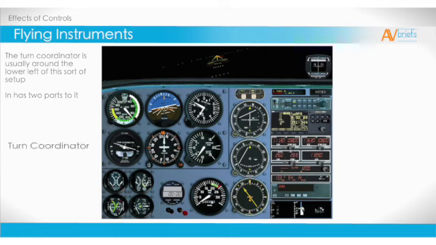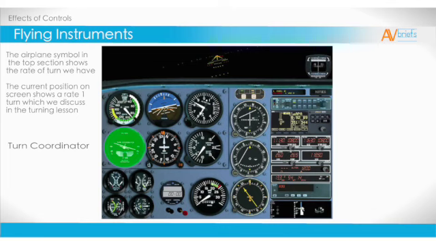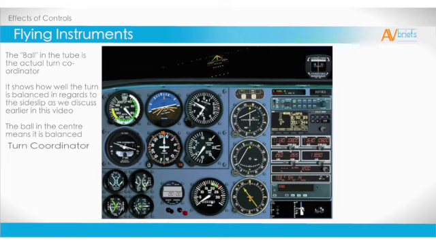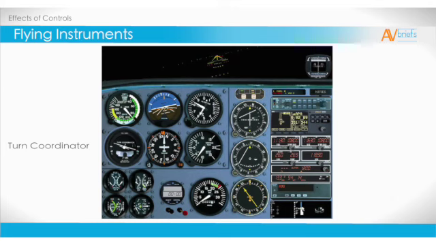The turn coordinator is usually around the lower left of this sort of setup. It has 2 parts to it. The airplane symbol in the top section shows the rate of turn we have. The current position on screen shows a rate 1 turn, which we will discuss in the turning lesson. The ball in the tube is the actual turn coordinator. It shows how well the turn is balanced in regards to the side slip, as we discussed earlier in this video. The ball in the center means it is balanced.